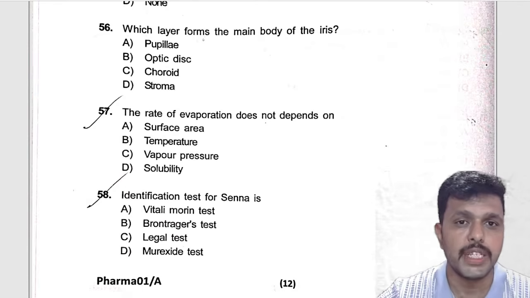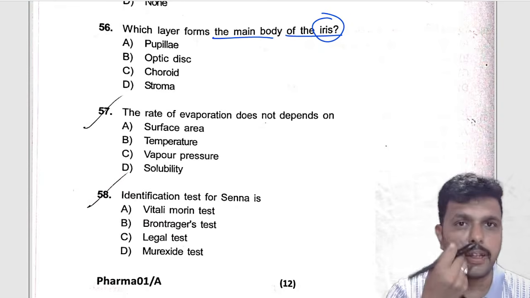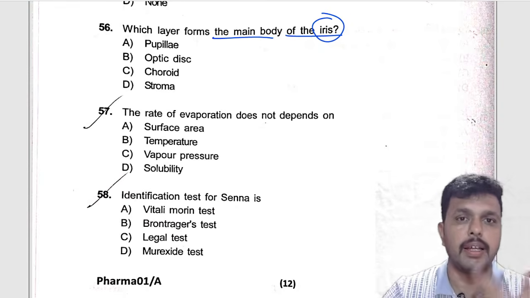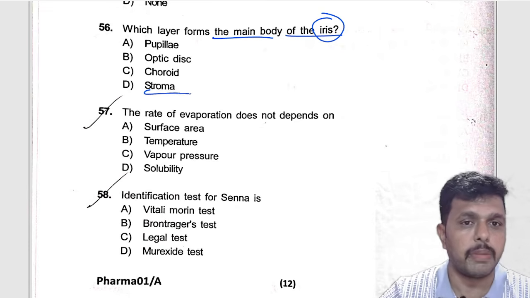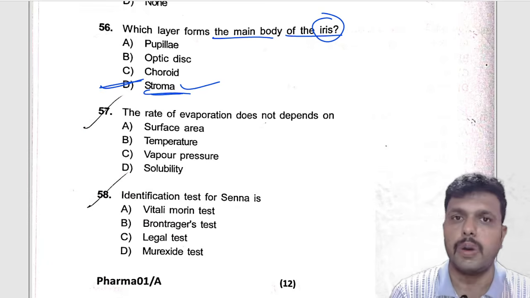Next question: which layer forms the main body of the iris? The iris is also a part of the eye. The main body is known as the stroma. Option D is the right answer. Most important one.